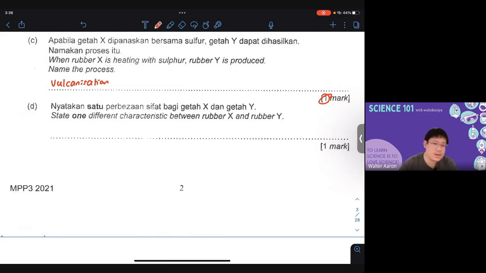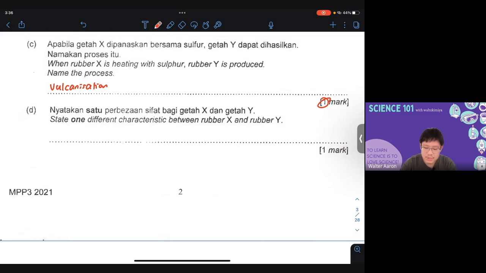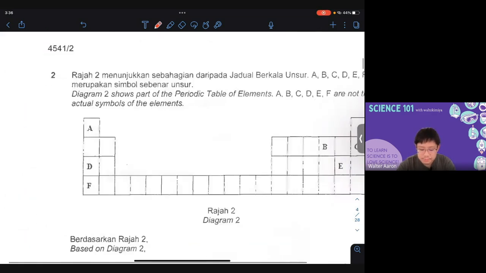So although technically there is, I would say, heat being produced during friction, it will not affect vulcanized rubber. So the best one over here would just say that rubber Y is more heat resistant. Okay, done. Let's move on to the next question.